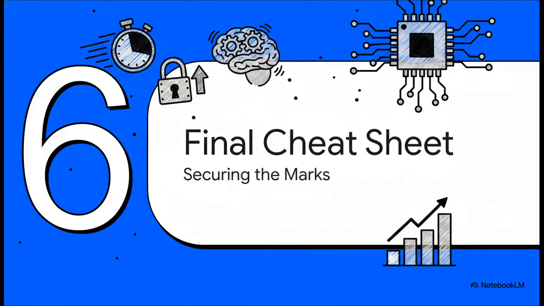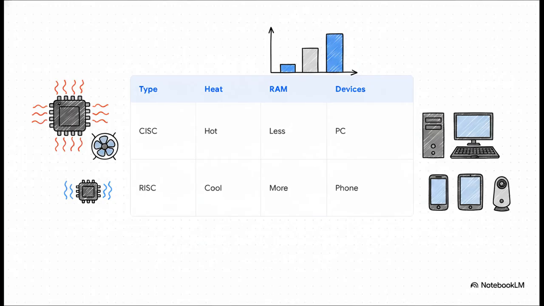Section 6. Final exam cheat sheet, securing the marks. Okay, let's lock in those marks. You'll definitely want to use this summary for your revision notes. For hardware and heat, CISC is complex, hot, and needs fans. RISC is simple, cool, and low power.